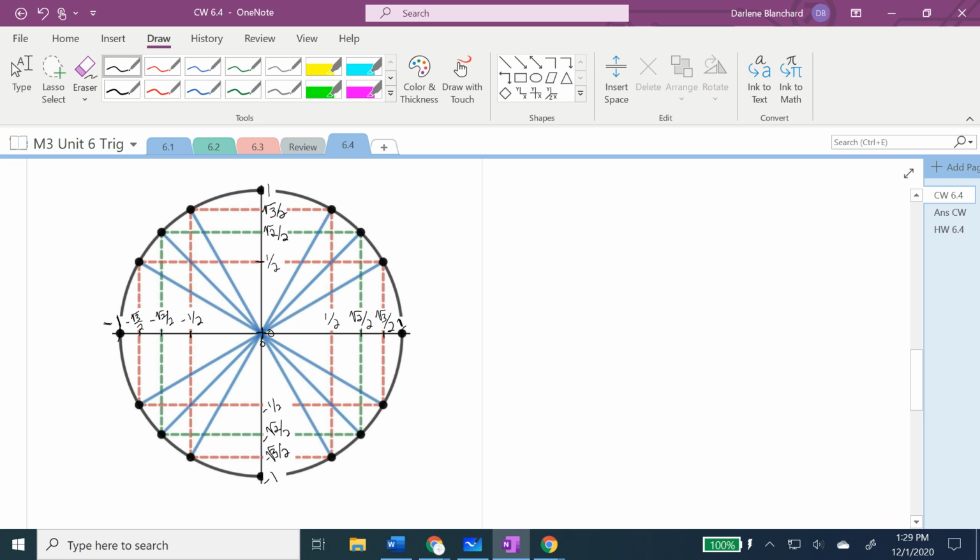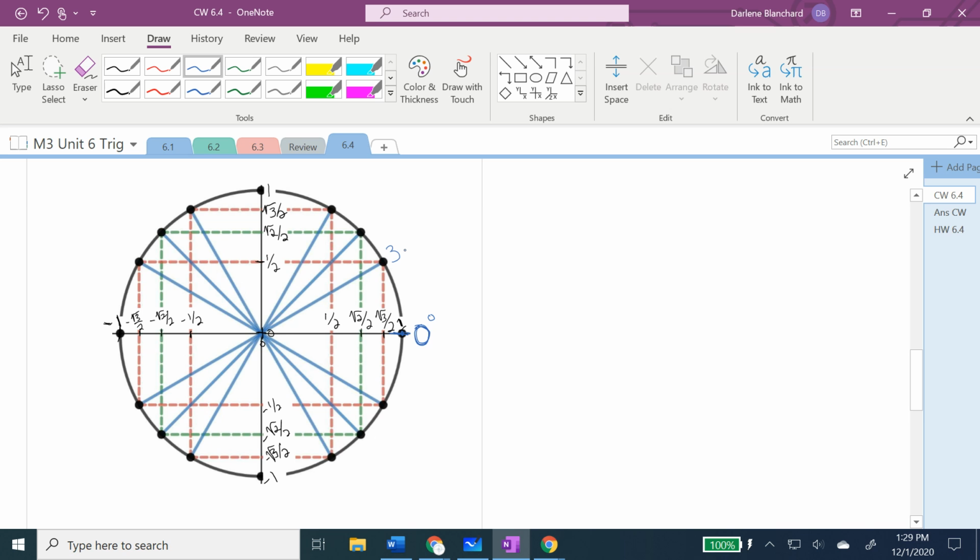Now what we're going to do is write down all the degree measures. If my terminal side crosses the unit circle at this point, that's a 0-degree angle. And let me say again, this point has x coordinate 1, y coordinate 0. That means the cosine of 0 is 1, the sine of 0 is 0.